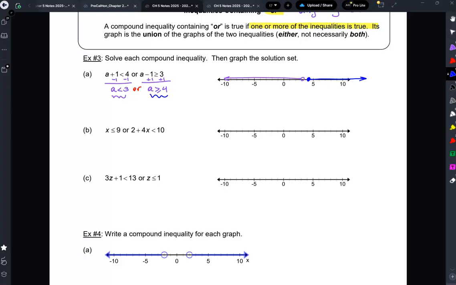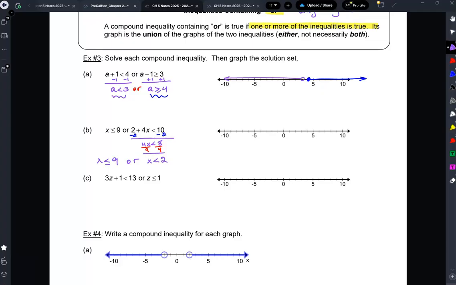So this one, x is less than or equal to 9. Done. Here, what am I going to do to solve this one? It's 2 plus 4x less than 10. What would you do? Minus 2. So what do I get? Let's see. 4x less than 8. And then divide by 4. So I get x is less than 2. And then I have an or. x is less than or equal to 9.